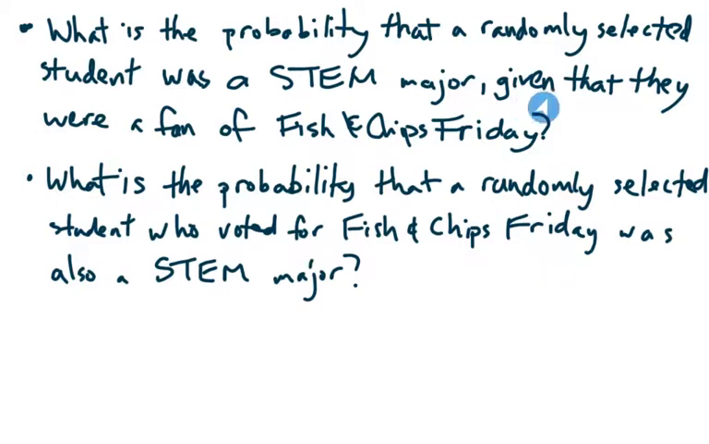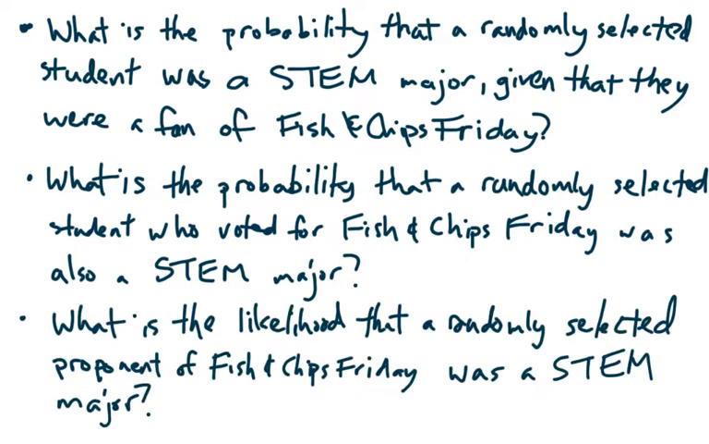Just like when we said, given that event E, we can say that we're only considering students who voted for this. Or, instead of saying, what is the probability that a randomly selected student, I'll start by saying, what is the likelihood or probability that a randomly selected proponent of Fish and Chips Friday was a STEM major. I've already automatically narrowed the pool to only the people who voted for this thing. So those are some other ways that I can say that. Your job, though, is to be on the lookout for different ways we might say that.